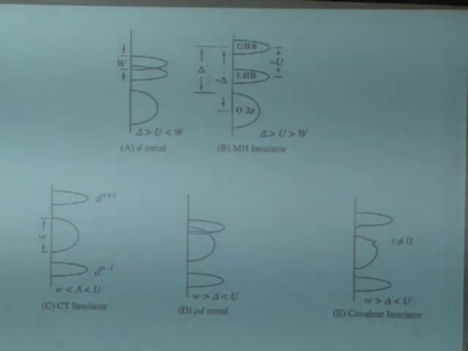When U is larger than delta, that means this piece is below the oxygen P. So this is irrelevant, the gap is between these two. So the gap is controlled by delta. That's a charge transfer insulator. And when delta is larger than U, like here, then oxygen 2P is irrelevant, the gap is defined here, controlled by U, so the gap is proportional to U. 45 degrees is approximately the line that separates these two.